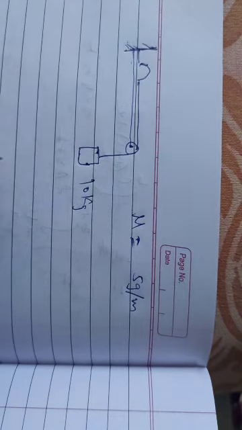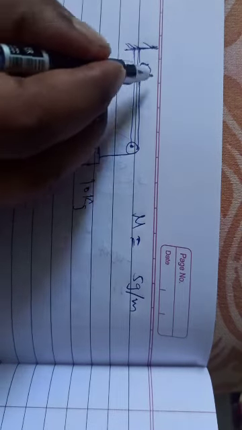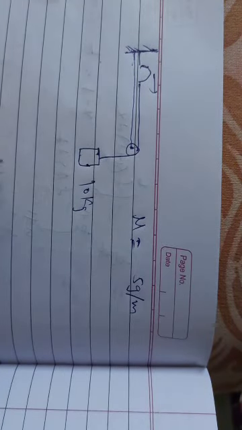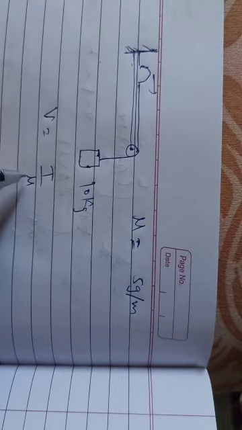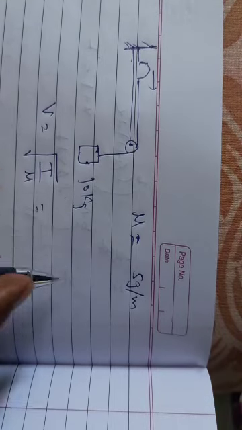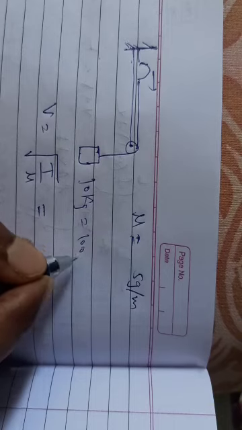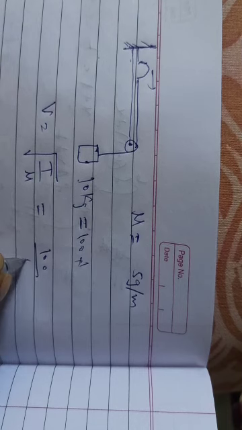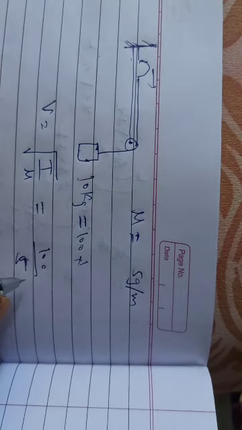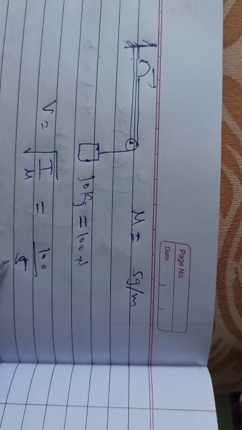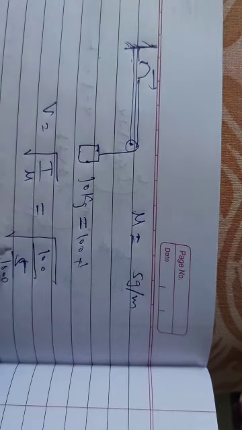What is the speed with which this pulse is moving? That is the question. We know that v is equal to root T by μ. Tension is how much? 10 kg, that means how much? 100 Newton, mg. So 100 Newton divided by μ, 5 gram per meter. If you want to convert that into kilogram, that will be 5 by 1000. That is how much, 1000 will go up.